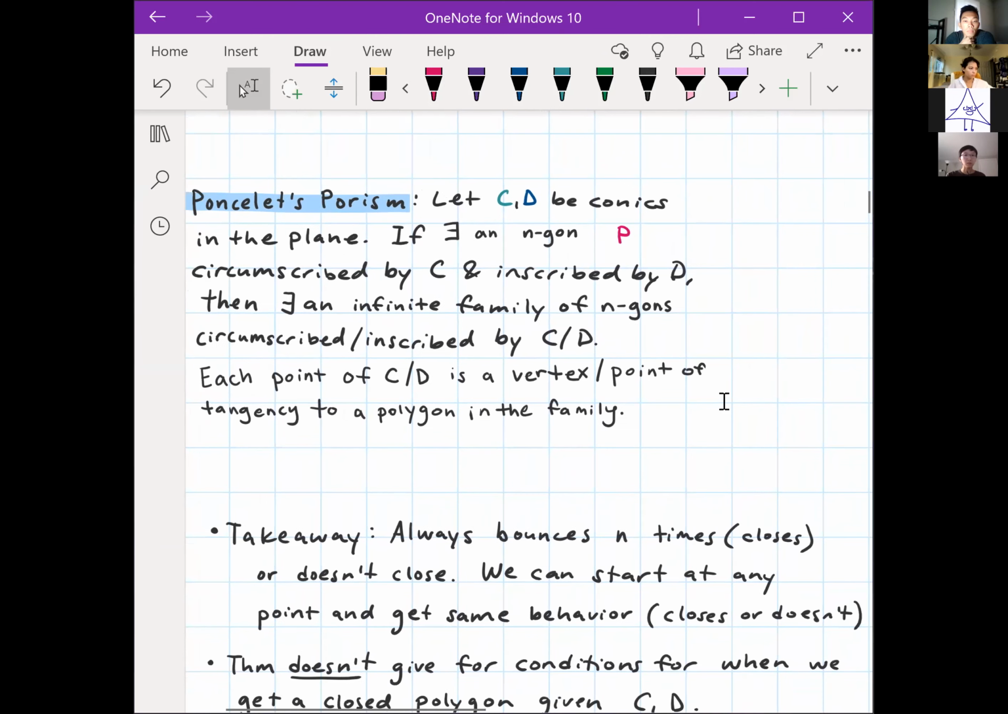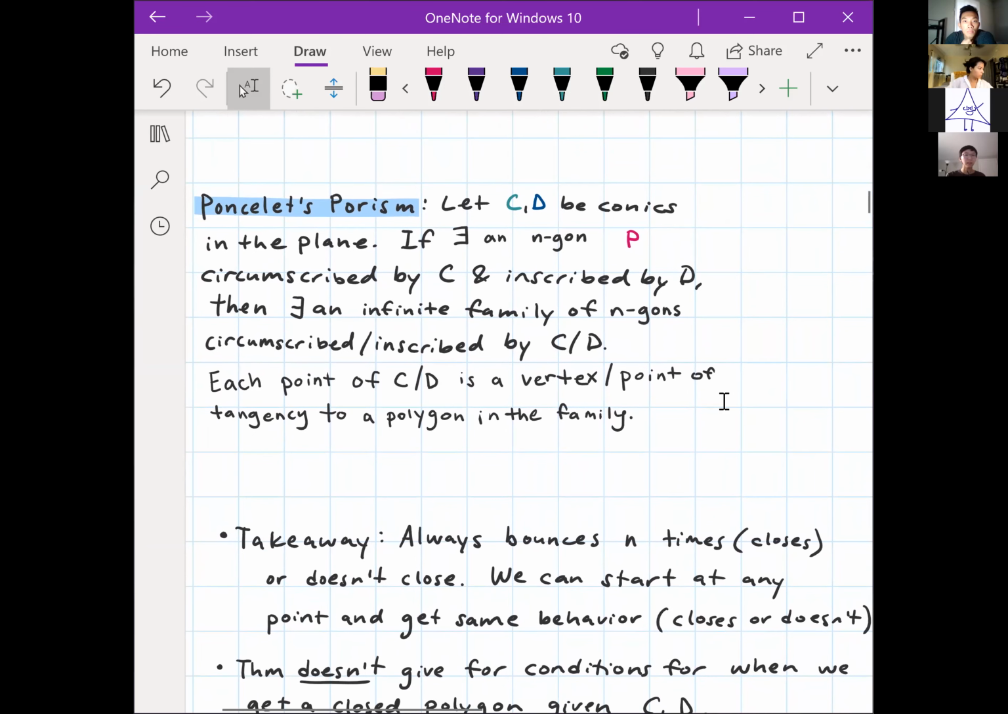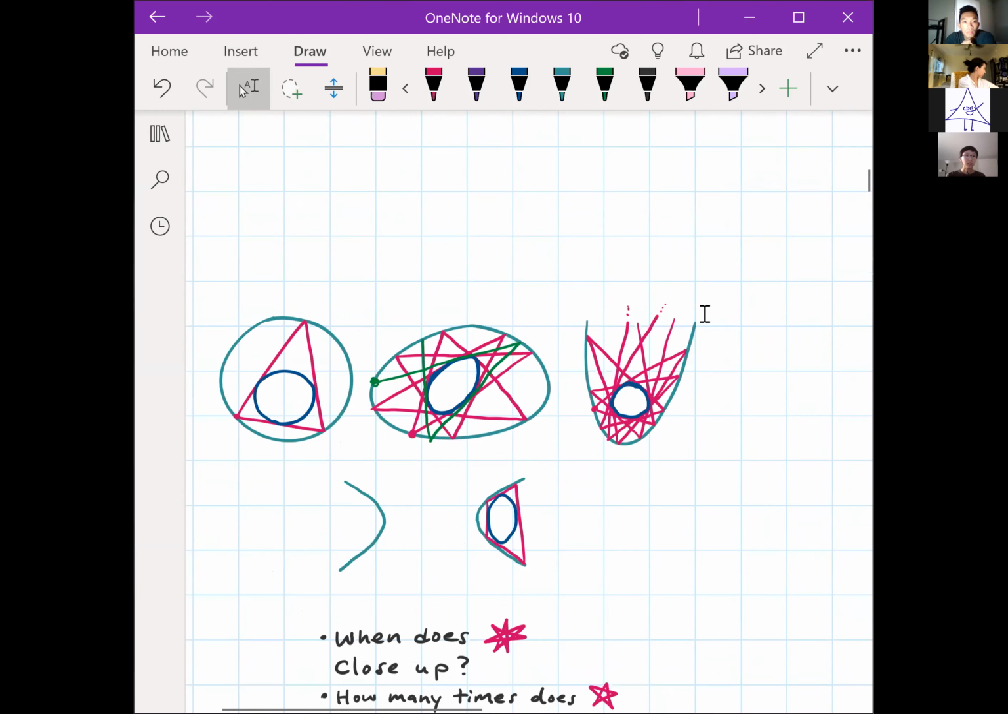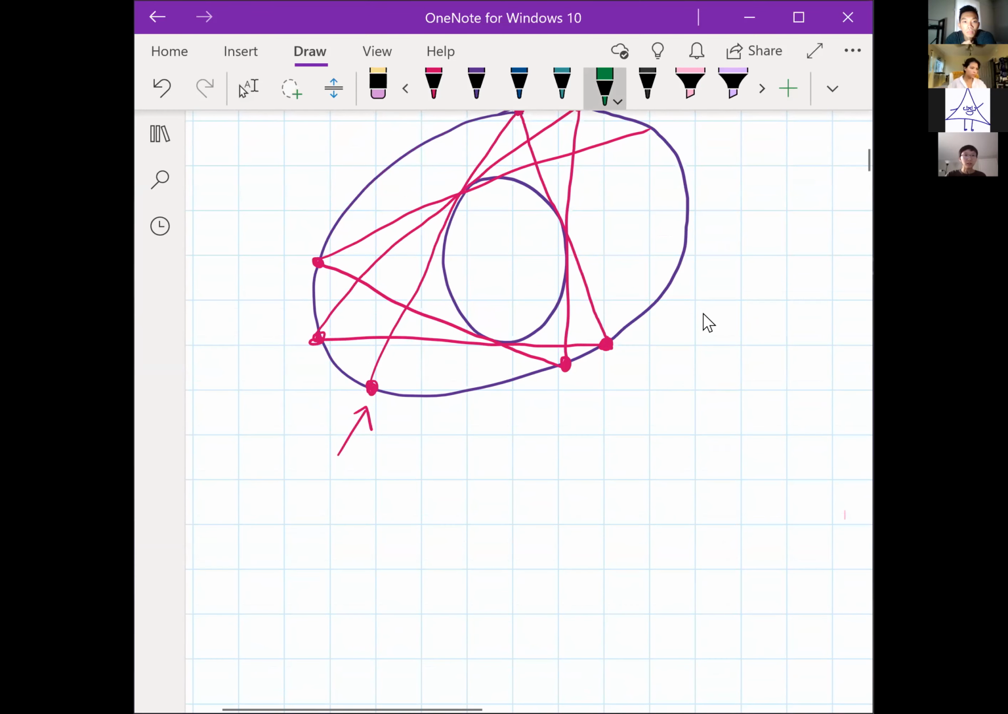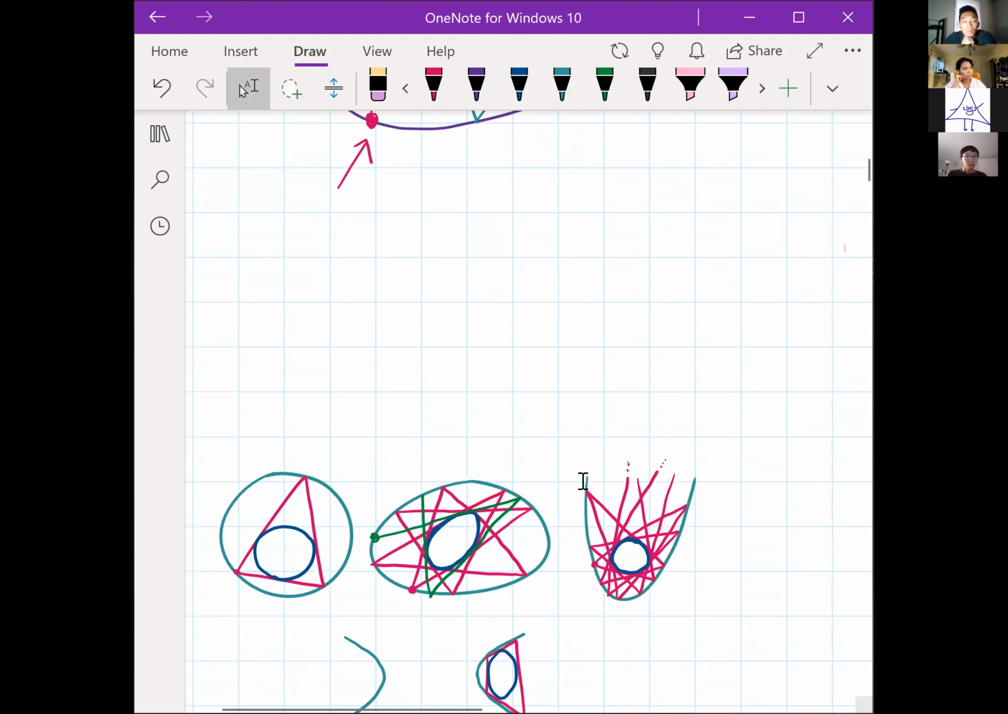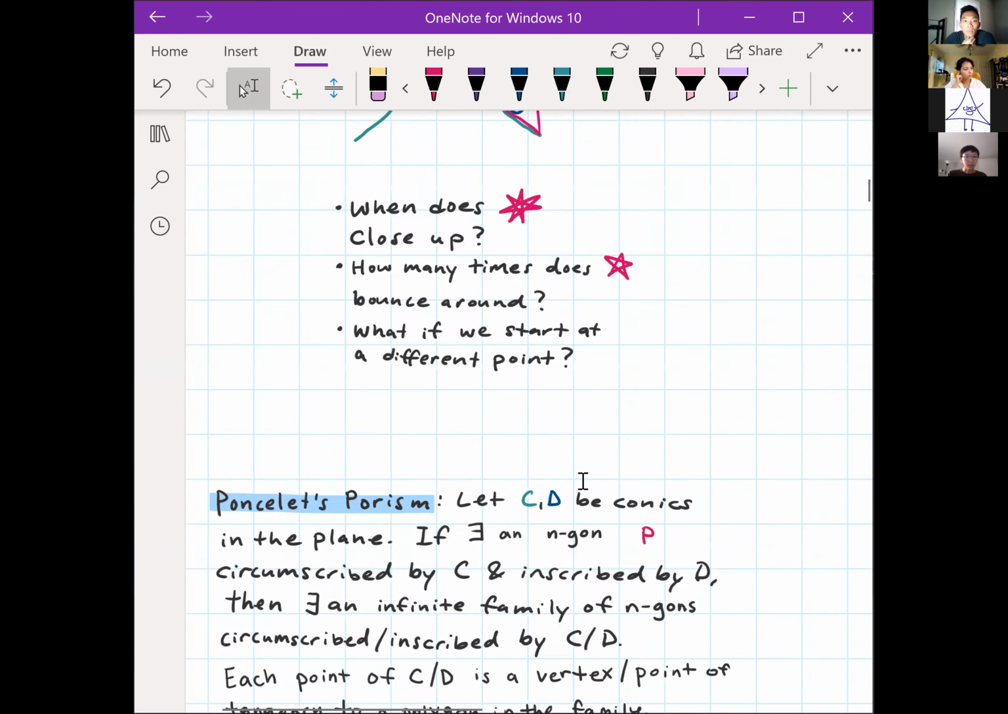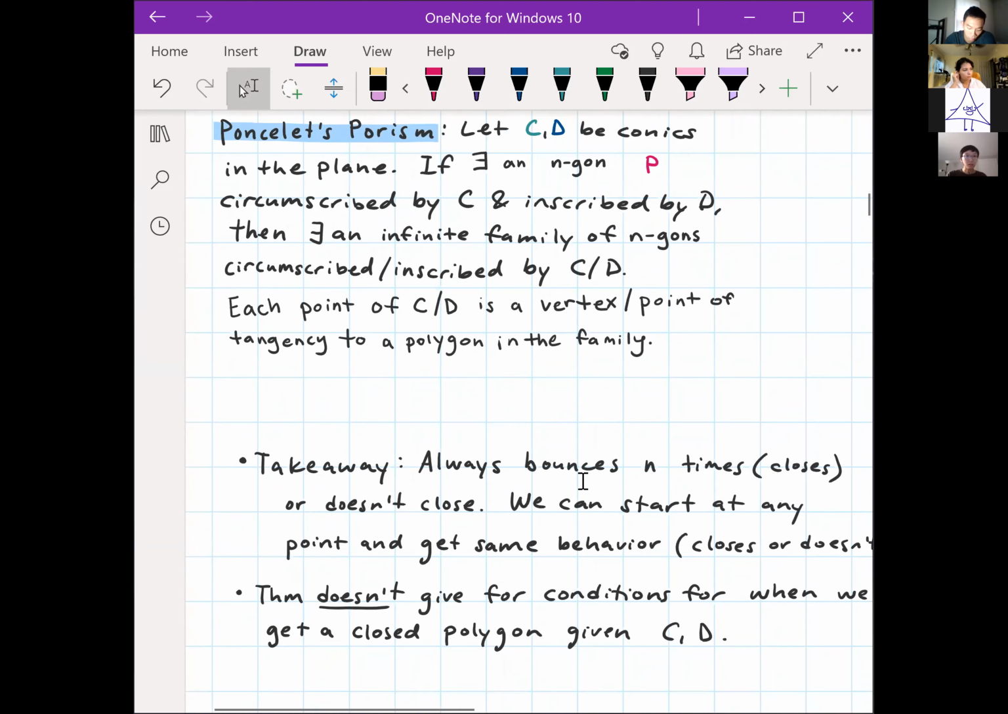So not only can we start at any point on the outer conic, we can also start, say, at the inner conic and say, I want this to be a tangent point, and then just draw these lines and bounce around that way. Right. Okay, so this is what our theorem says.